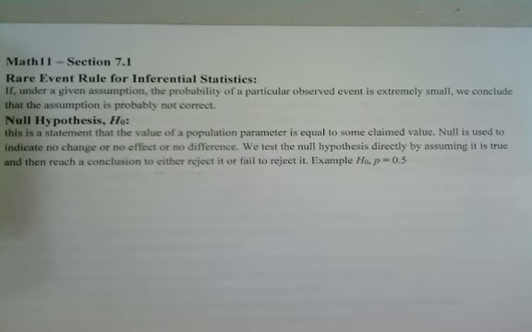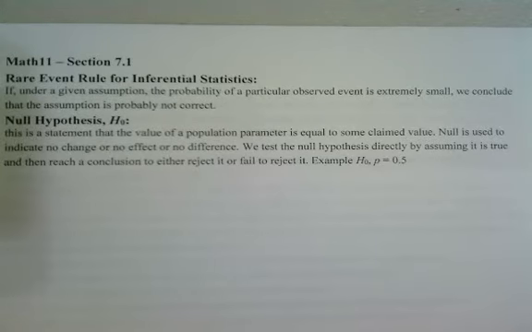So we make a hypothesis. There are two kinds. The first is called the null hypothesis. This is a statement that the value of a population parameter, a proportion, a mean, a standard deviation, is equal to some claimed value. Null is used to indicate that there has been no change, no effect, no difference. So imagine, for example, that you are taking a drug, and the question is, does the drug work? The null hypothesis would say it doesn't work, it doesn't do anything at all.